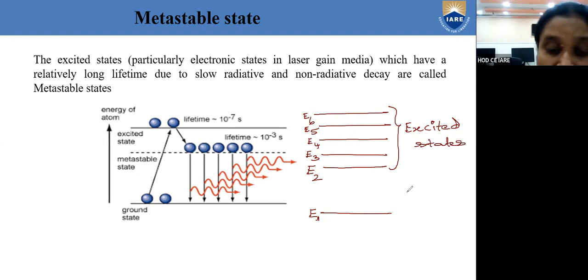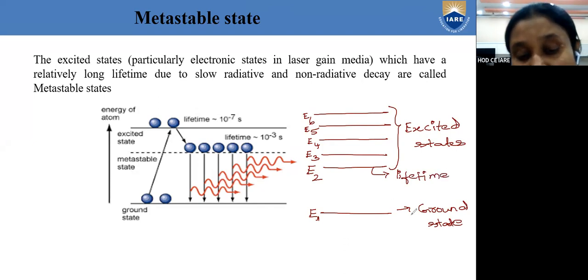So if you take any material, in that material you will have one ground state, and then you will have many excited states. Now each excited state will have one lifetime. Each excited state will have one lifetime. And what is the lifetime of ground state? We'll say that ground state lifetime is unlimited. Why are we saying it is unlimited?